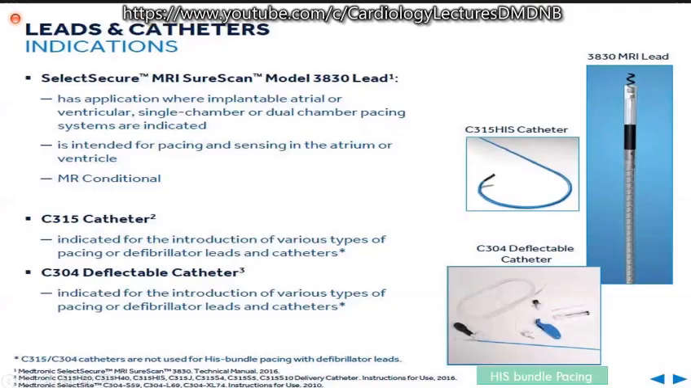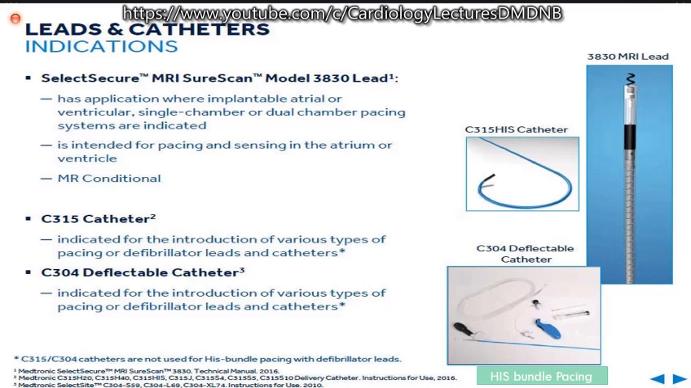And we have dedicated tools. This is the 3830 four French lead from Medtronic. Although it was initially designed for something else, it is now being marketed for His bundle pacing. We have specific catheters which take this lead to the site of the His bundle, that is the C315 His sheath. The Americans have the 304 deflectable catheter as well, which might be handy in some difficult anatomies, although we don't have it with us at this moment.